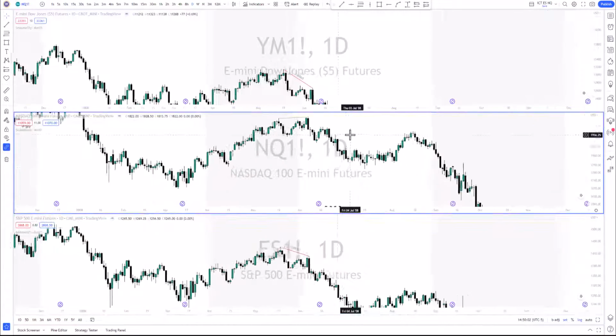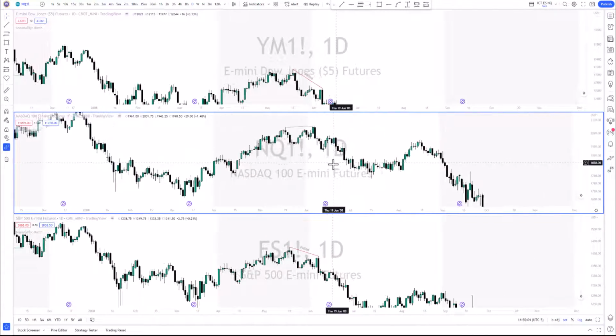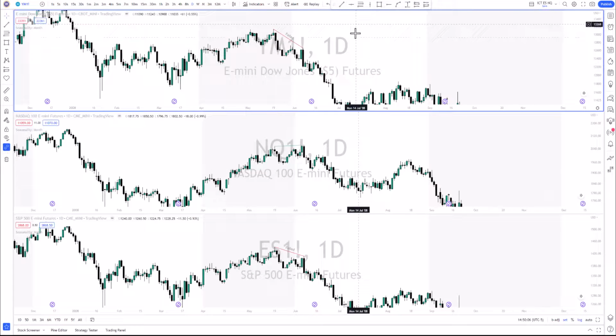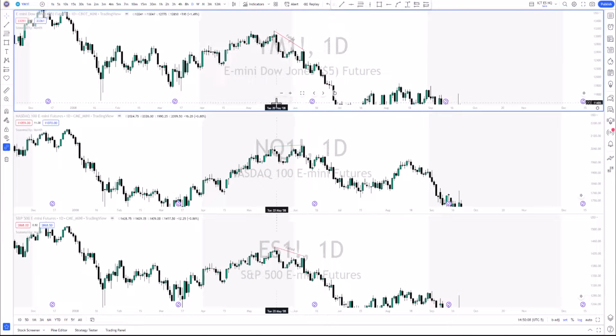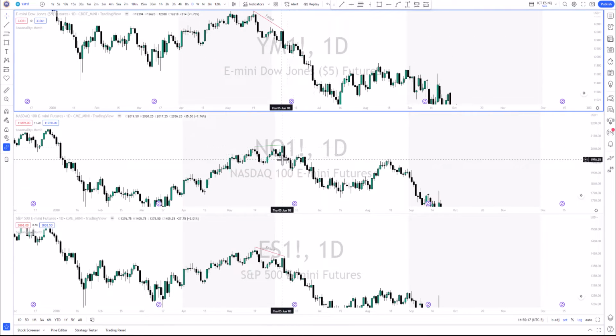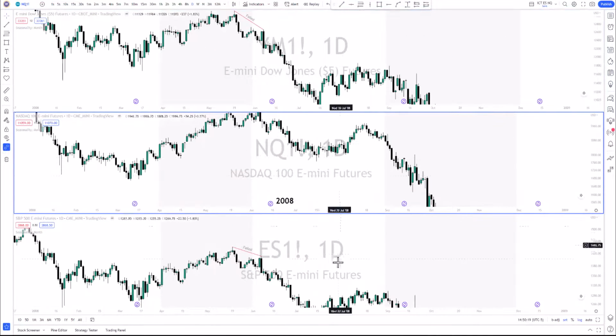And so here we are in 2008. So we're in the spring time. And we made a higher high in the beginning of June. So this is right near our window. And then we had a nice movement lower.